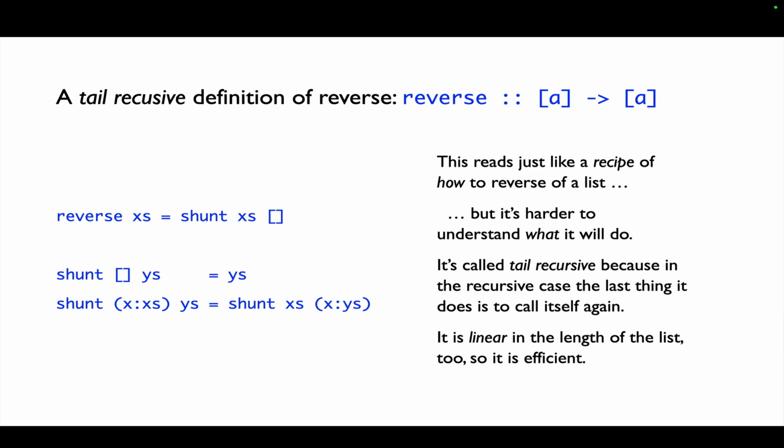So this is a recipe for working out the reverse of the list, but it doesn't describe it in the same way. It's a recipe of steps you can take to reverse the list, but it's harder to understand directly what it will do. And it's called a tail recursive function because the recursive case, the last thing, in fact the only thing here that it does, is to call itself again. But the result of this is that the algorithm is linear in the length of a list, so it is efficient. Let's take a look and just see how it works in practice.